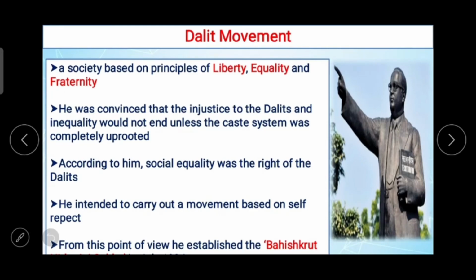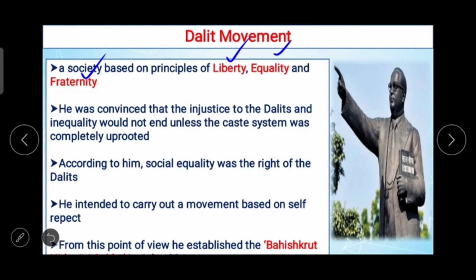The struggle of the Dalits began under the leadership of Dr. Babasaheb Ambedkar, whom Shahu Maharaj supported. He aimed at establishing a society based on principles of liberty, equality and fraternity. Now about all these things you already learned in the civics of standard 7th, where you learnt about the Indian constitution.